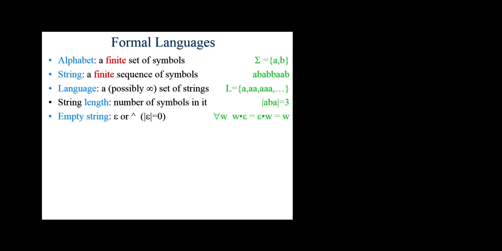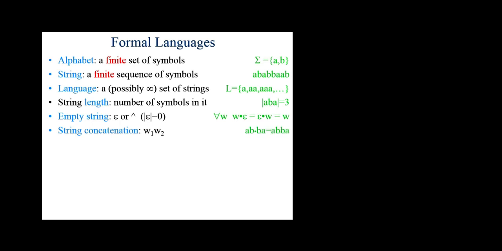Anyway, a string length is the length of the string, the number of characters in it. The empty string is the unique string of length 0. There are no characters in it. It's denoted using an epsilon or a caret sometimes. And it's the identity element with respect to concatenation. So any string concatenated to the empty string, either on the left or the right, yields the exact same original string that you started with.